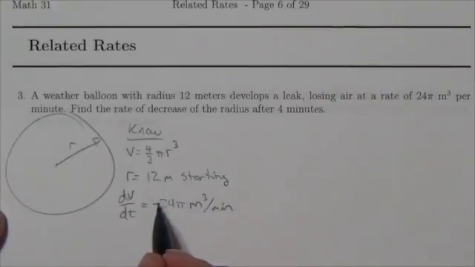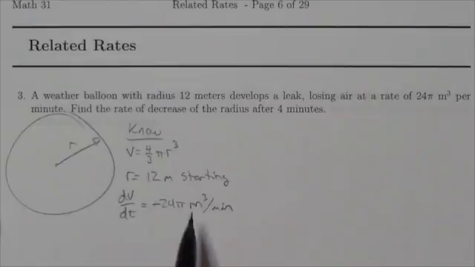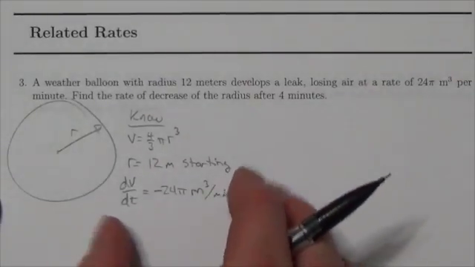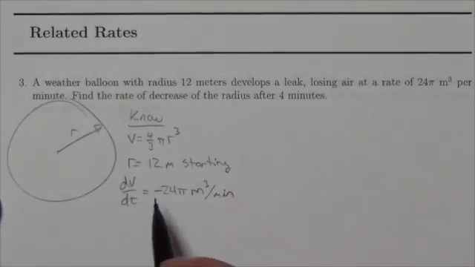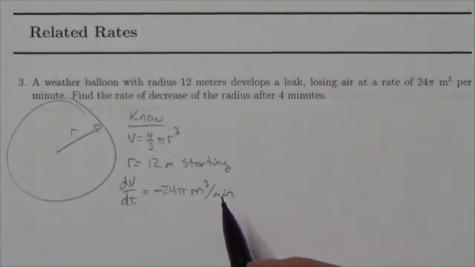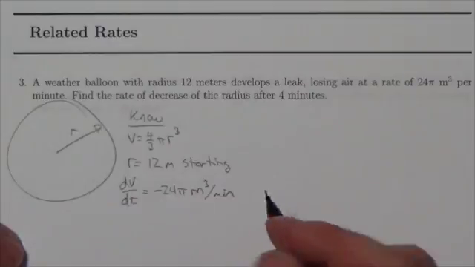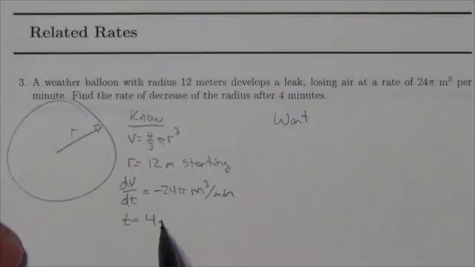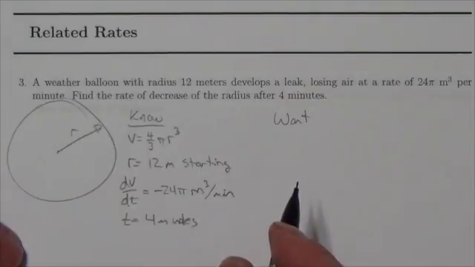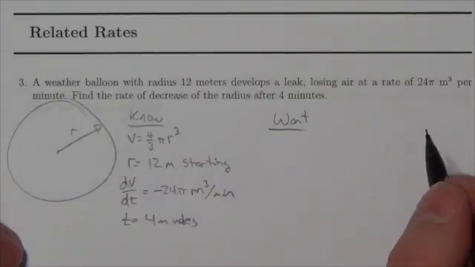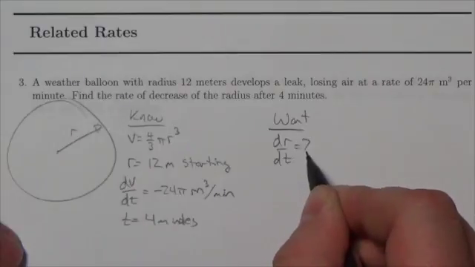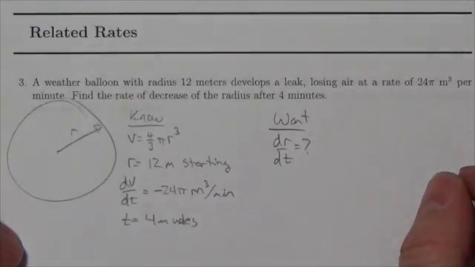And we would be smart to put a negative in here to indicate that this is decreasing. This represents a decreasing rate, not an increasing rate. So we're subtracting volume, we're not adding volume here. Sorry, and the specific time here is 4 minutes later. What we want is dr/dt. We don't know what that is, that's what we're looking for.